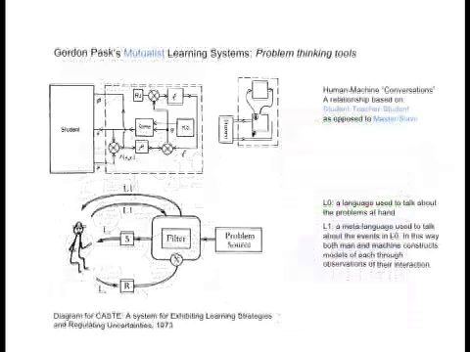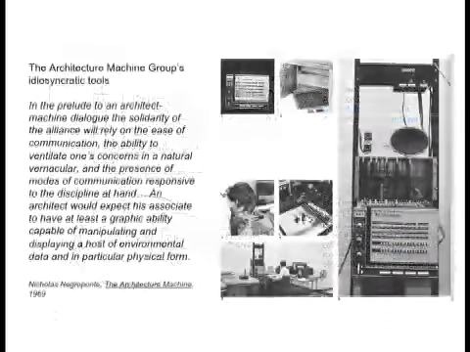Now, Negroponte takes this up in a very particular way. And in fact, what he does is his whole project, the architecture machine, is to create one of these environments, these mutualist learning environments which are particularly designed around the question of the designer. "In the prelude to an architect-machine dialogue, the solidarity of the alliance will rely on the ease of communication, the ability to ventilate one's concerns in a natural or vernacular, and the presence of modes of communication responsive to the discipline at hand. An architect would expect his associate to have at least a graphic ability," etc.